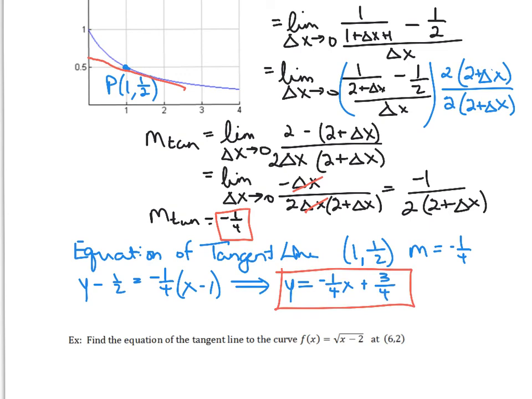I have the equation of the tangent line y equals negative 1/4 x plus 3/4. And again, looking at my graph, that makes sense. It looks like the y-intercept of the tangent line could be 3/4 and the slope could be negative 1/4. Let's try one more example using this limit definition.